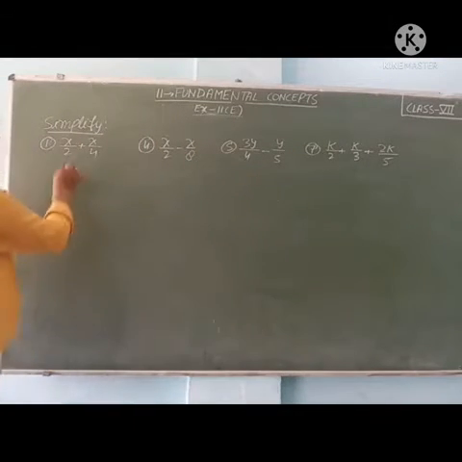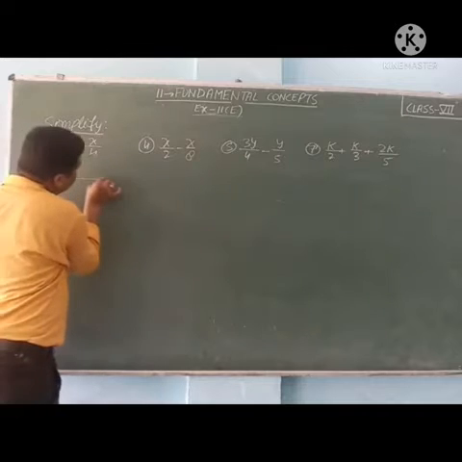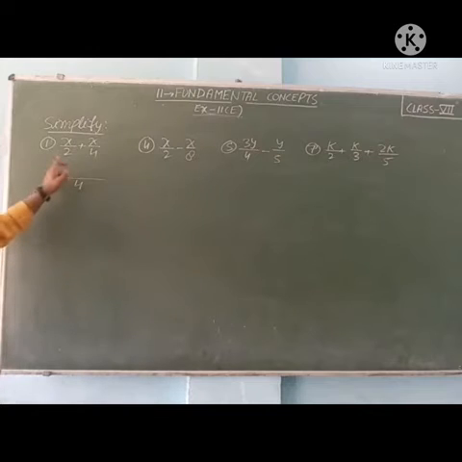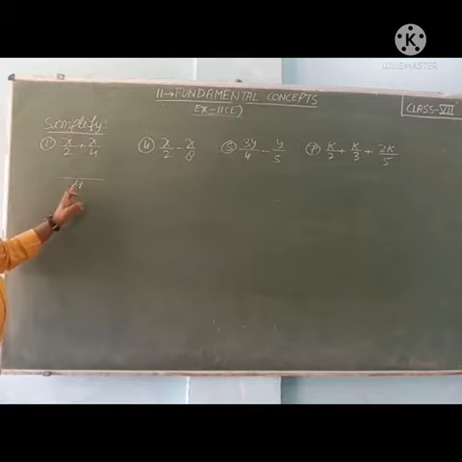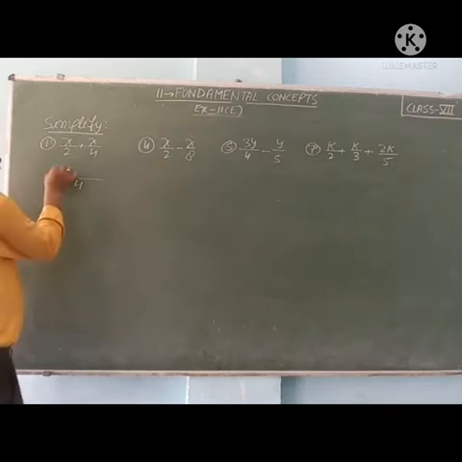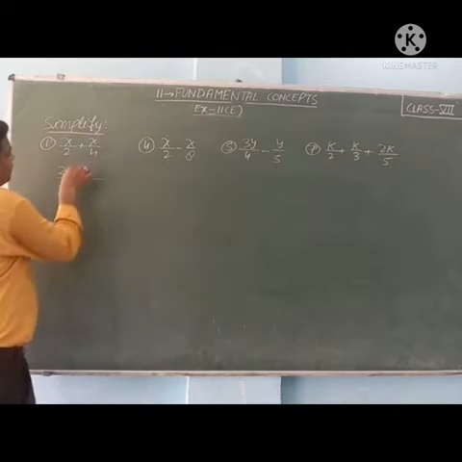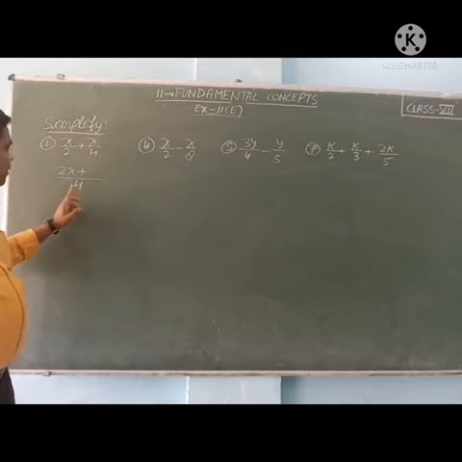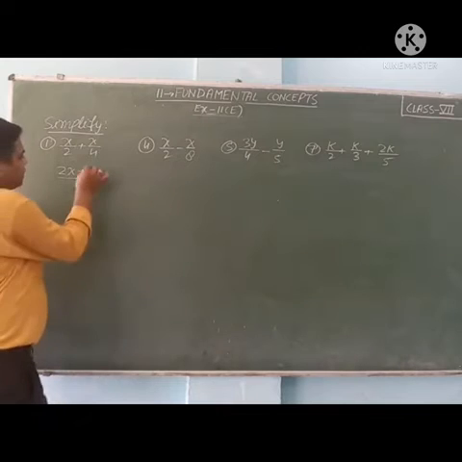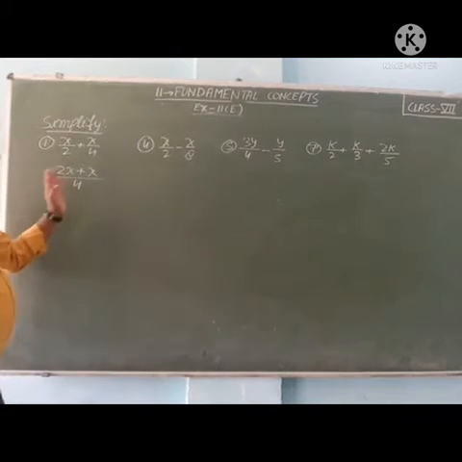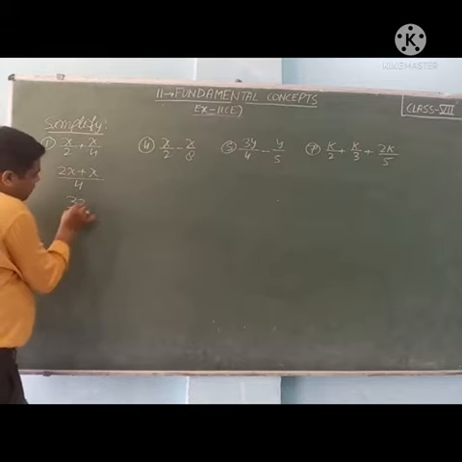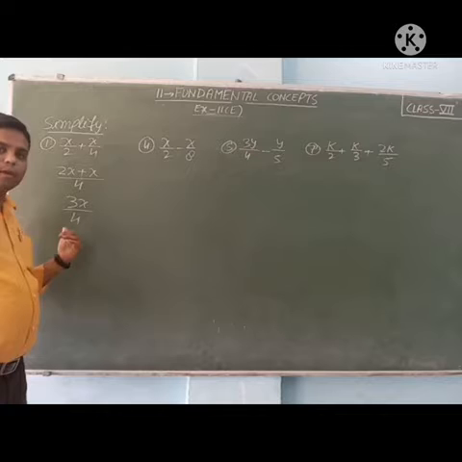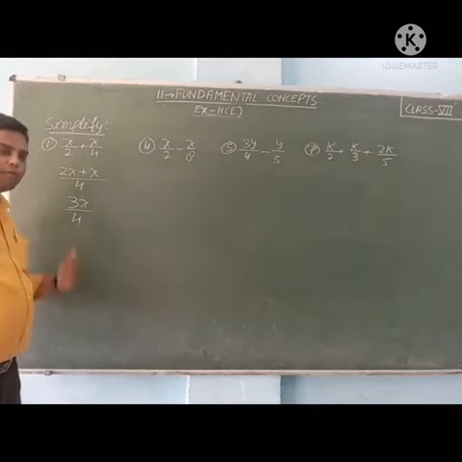So LCM of 2 and 4. We will take the LCM of denominators. So LCM of 2 and 4 is 4. Now we will divide this LCM by this denominator. 2 into 4, 2 into x, 2x. Then plus sign. Then divide the LCM by this denominator. 4 ones are 4, 1 into x, 1x. That will come x. So 2x plus x, 3x upon 4. So 3 and 4 are not divisible by any same number. So answer is 3x upon 4.